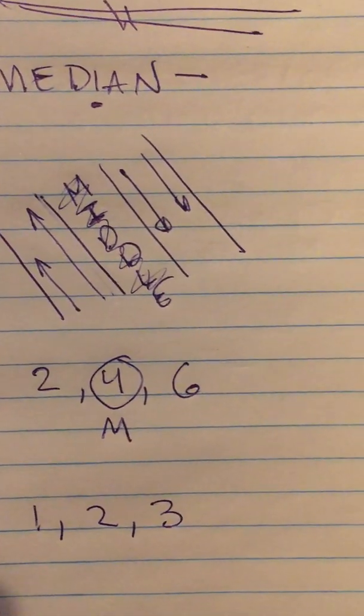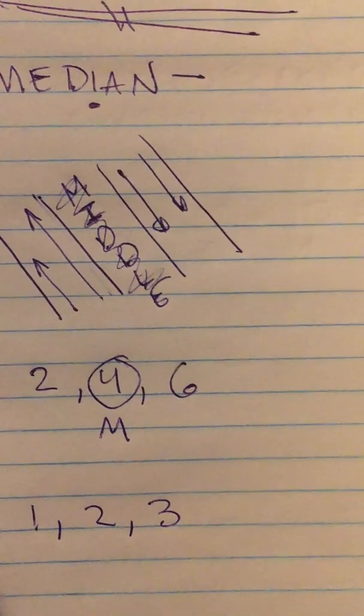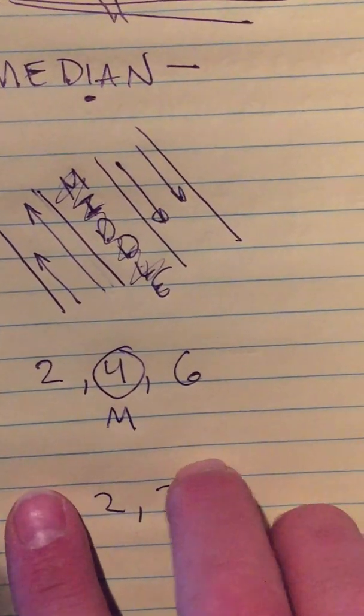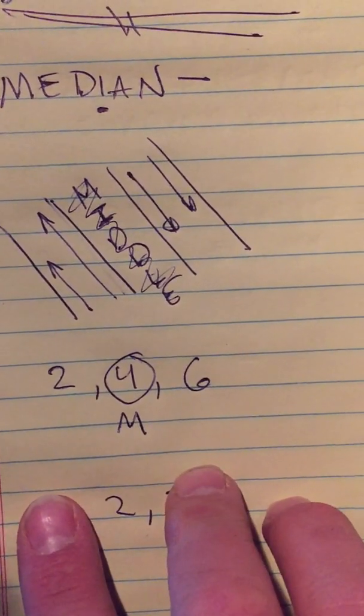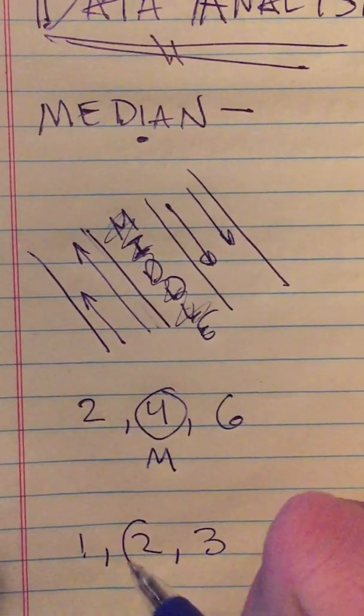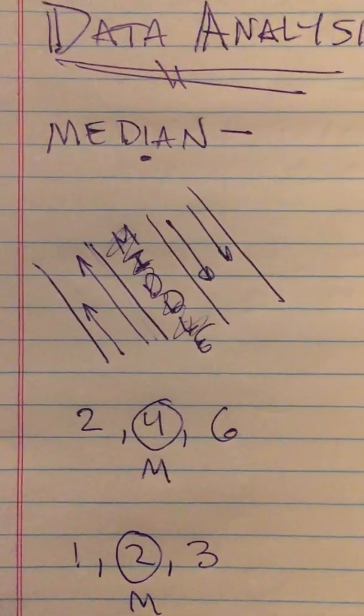So the same thing with this one. Let's look at this one. Okay, 1, 2, 3. So I put my fingers on the outside 1 and the outside 3. And what's left in the middle is a 2. So my median is 2.